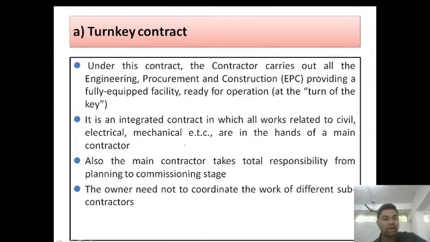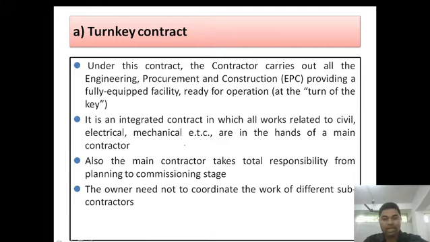Under this contract, what happens? The contractor performs all these EPC activities. What do you mean by EPC? Engineering, procurement, and construction activities. Okay, providing a fully equipped facility ready for operation at the turn of the key. It is an integrated contract in which all the works related to civil, electrical, mechanical, etc. are in the hands of the main contractor.